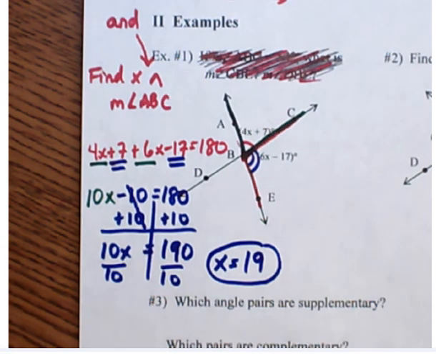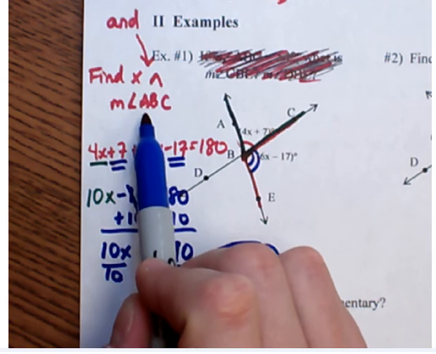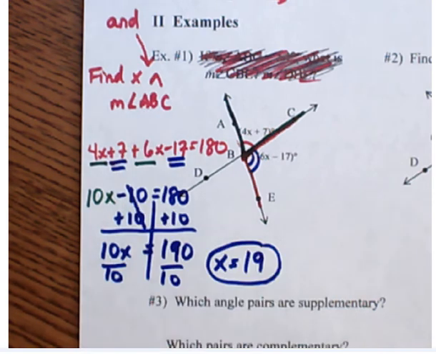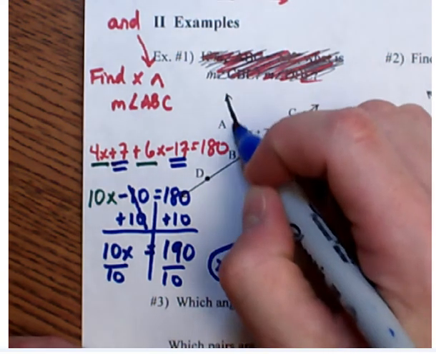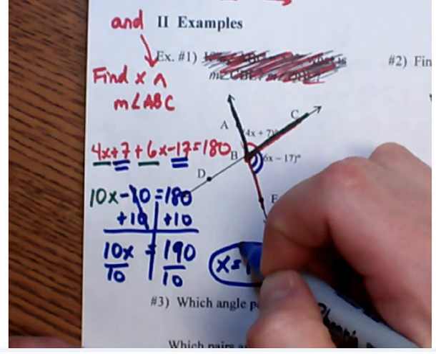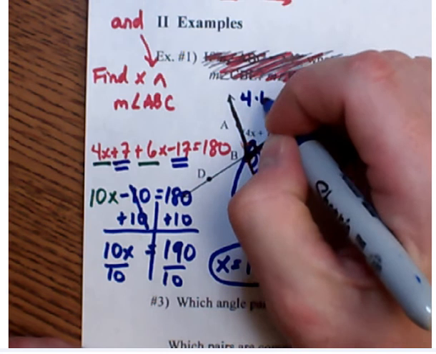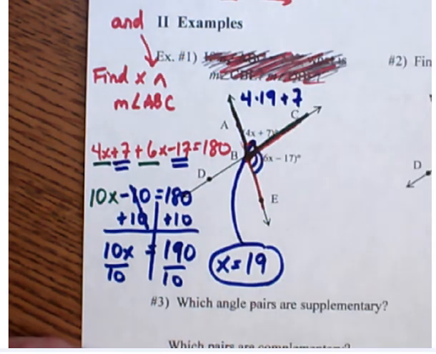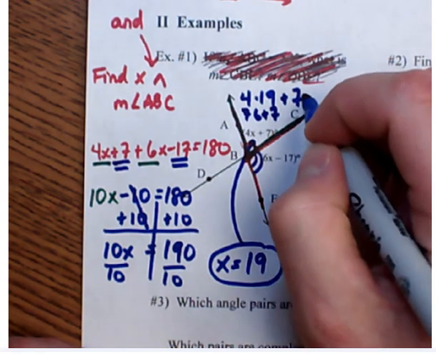Now we're not done, because we also need to find, it says find x, good, and the measure of angle ABC. Well, we have not found that measurement yet. Go back to the picture. Take the 19, let's substitute. Here's ABC is the angle at the top. Take the 19, substitute for x. So we're going to do 4 times 19 plus 7. Now I would use a calculator for that. You get 76 plus 7, which is 83 degrees.